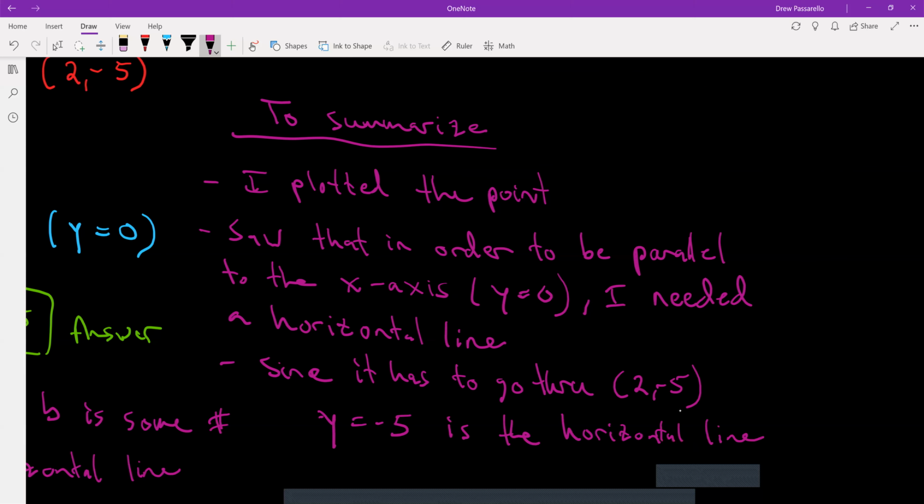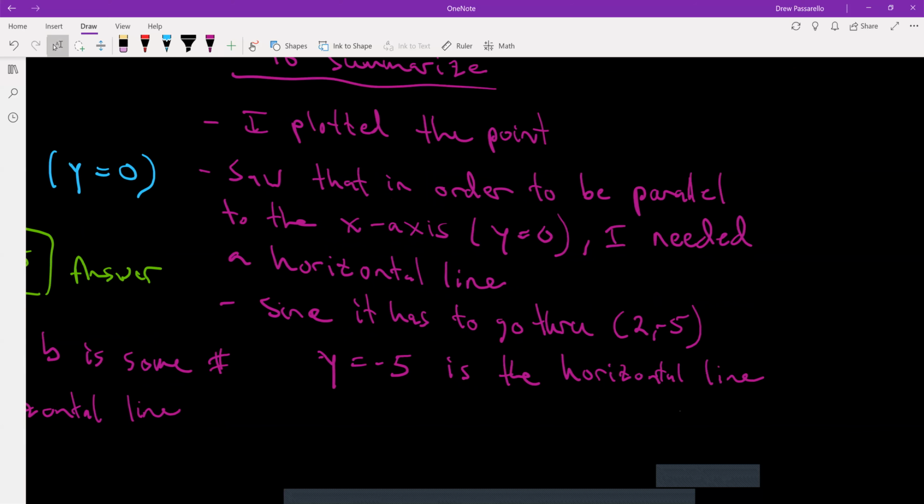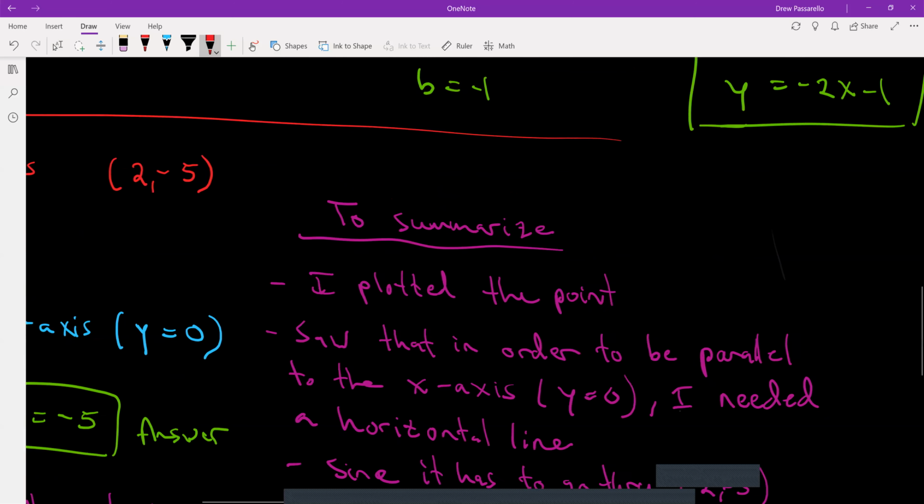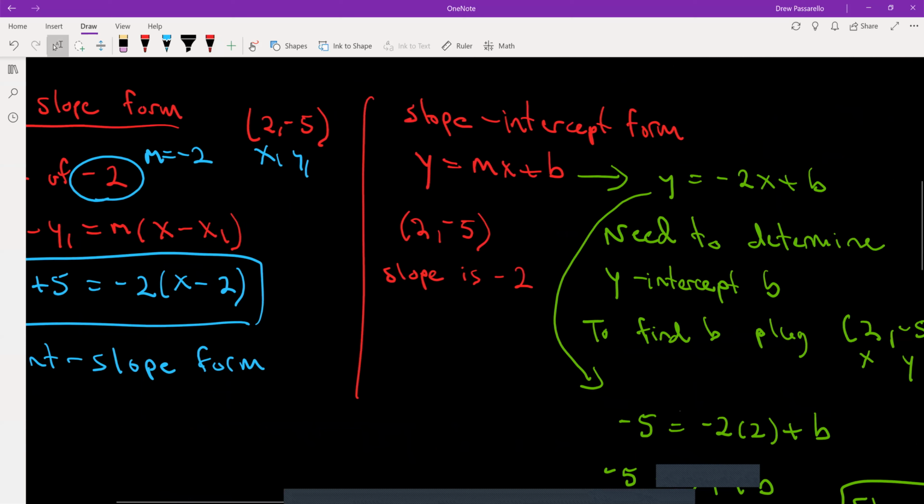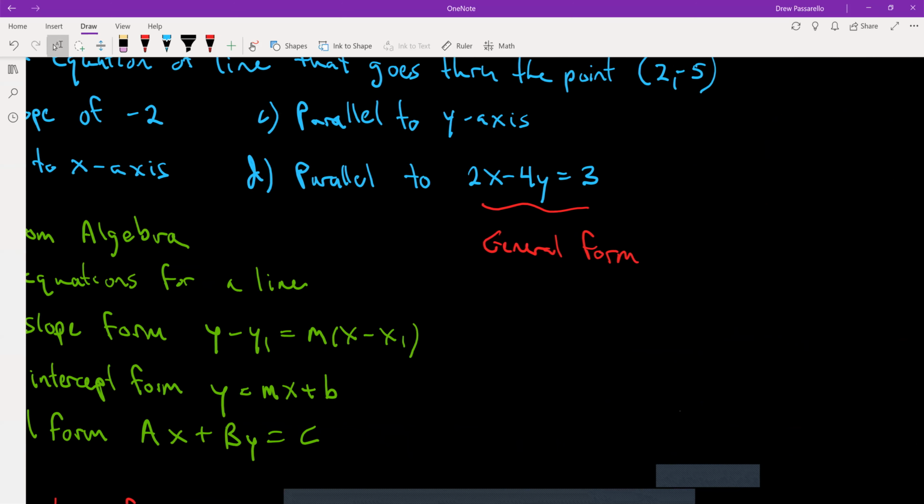And you'll notice that it's y equals the y coordinate of the point through which it goes. All right, that's a summary of what I did. Now the next part, so that was part B, so this next one's part C. It's pretty much the same, it's just parallel to the y-axis this time.